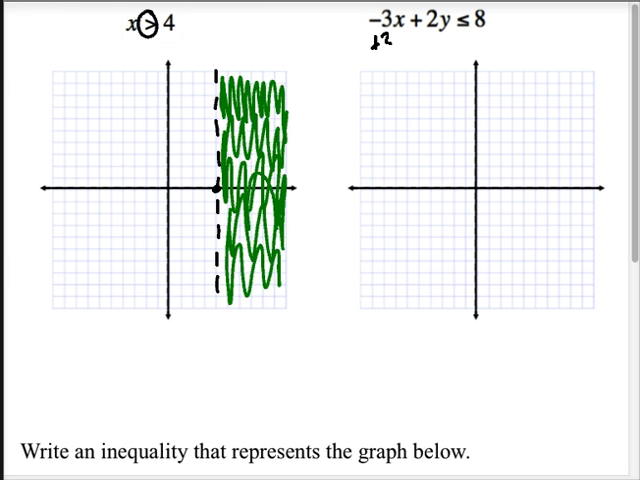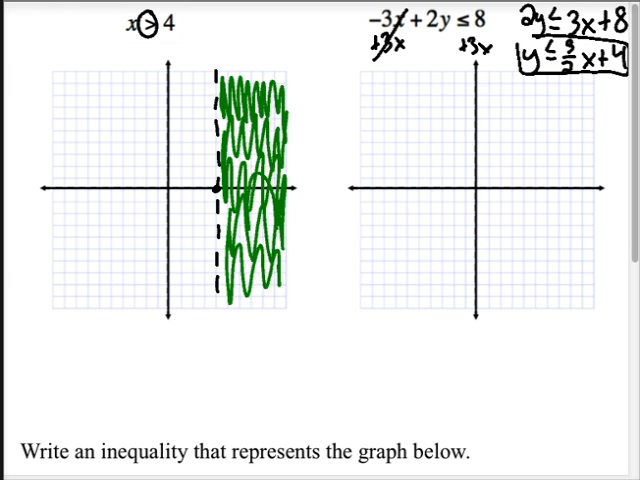So I'm going to add my 3x over to my other side to cancel it from there. So I have 2y less than or equal to. The 3x and the 8 are not like terms, so I don't combine them. Then I divide everything by 2. And so there's the equation that I want to use.